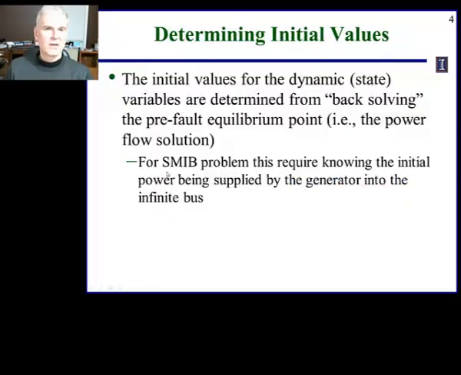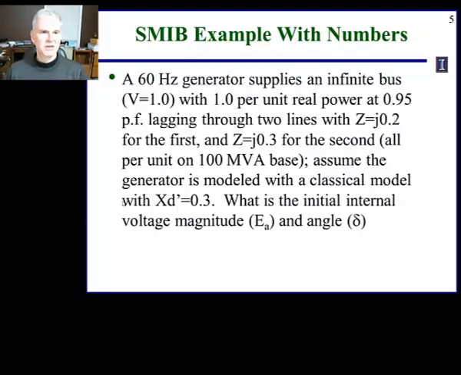The first step in doing this is to determine the initial value for delta and the internal voltage magnitude for the classical model. This is known as back solving to get our initial values for the dynamic, or what we'll call the state variables. And this is found by using the pre-fault conditions, the power flow solution. For our single machine infinite bus example here, what this requires is that we know the initial power being supplied by the generator into the infinite bus. So let's put some numbers into this example.